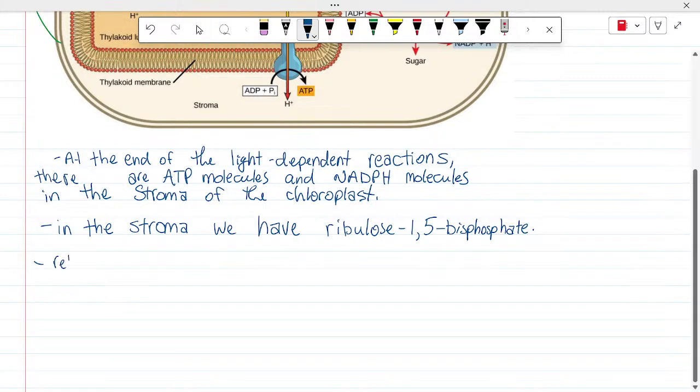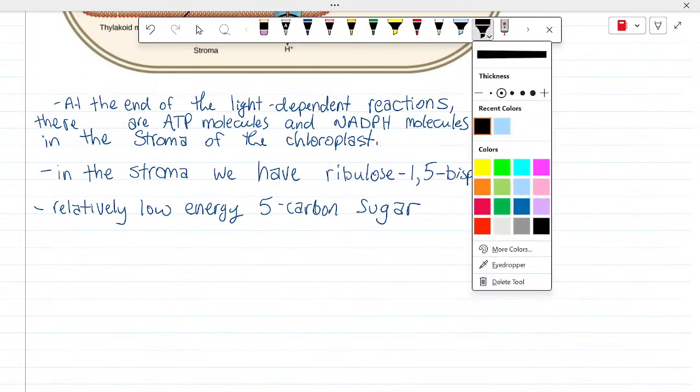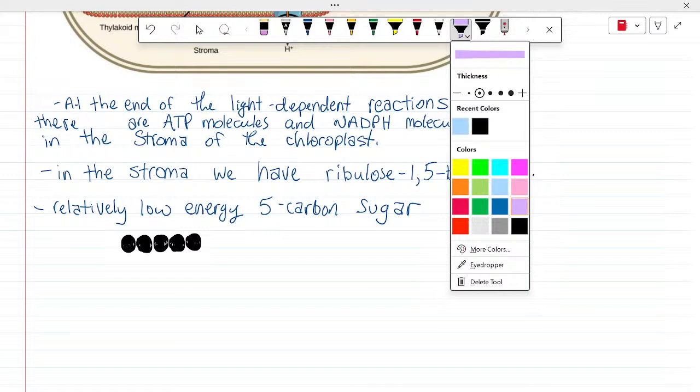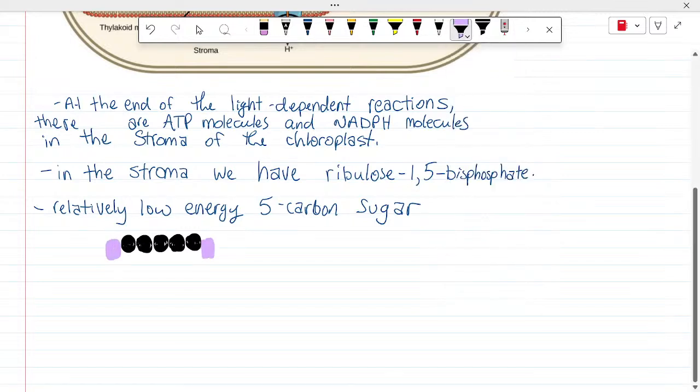This is a relatively low energy 5-carbon sugar. And what does that bisphosphate tell us about it? In addition to the 5 carbons, we have 2 phosphate groups. All right, I'm going to show those here thusly. And the fact that they're on carbons 1 and 5 means that this is a roughly symmetrical molecule. All right?